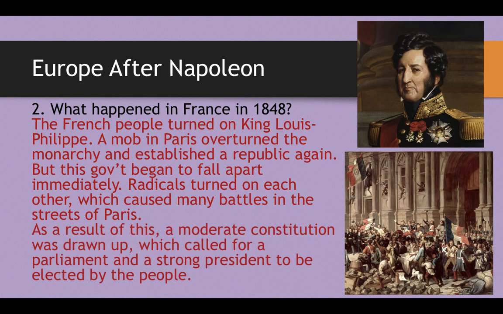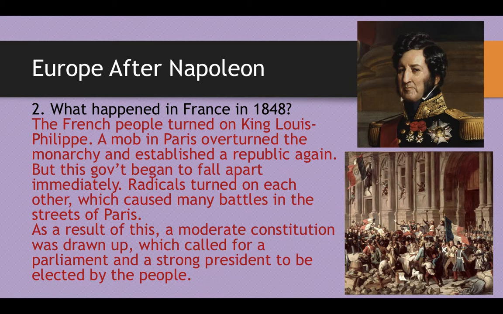As a result of these battles taking place in Paris and the Republic government falling apart immediately, a moderate constitution was drawn up, and this called for a parliament and a strong president to be elected by the people. They said, hey, it's worked in America to have a president and a Congress. Maybe we can do that here. Because remember, all along, the French wanted to be like the Americans with the French Revolution. Obviously, it did not turn out that way because they had different goals.